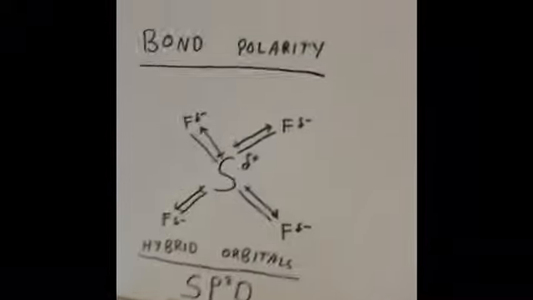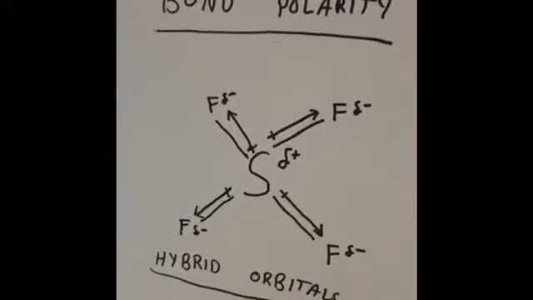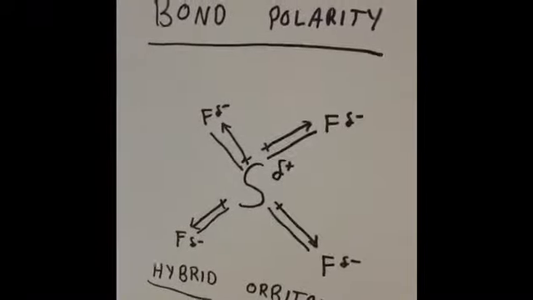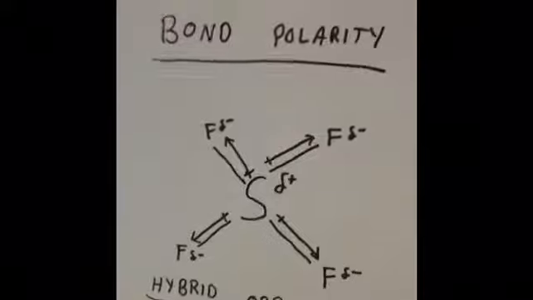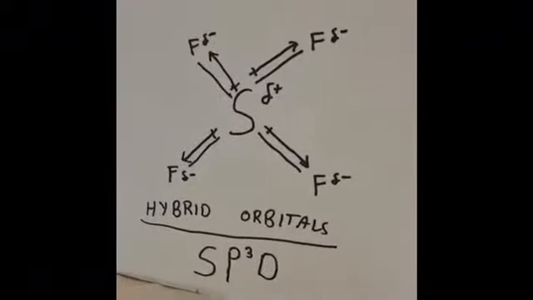The bond polarity. Sulfur is partial positive and fluorine is a partial negative. Because fluorine is a partial negative, it's going to be more polar than sulfur, causing the electrons to pull towards F.